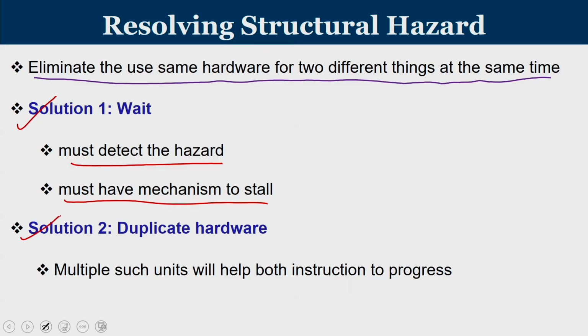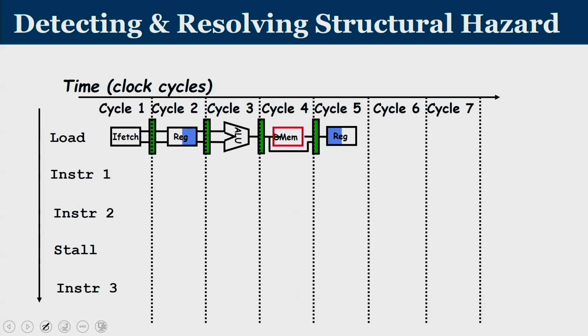The second approach is to duplicate the hardware, that is, have more units wherein this operation can be performed. Duplicating the hardware means multiple such units will help both instructions make progress. Let us see how the structural hazard we discussed before, in the context of a uniport memory, should be resolved.